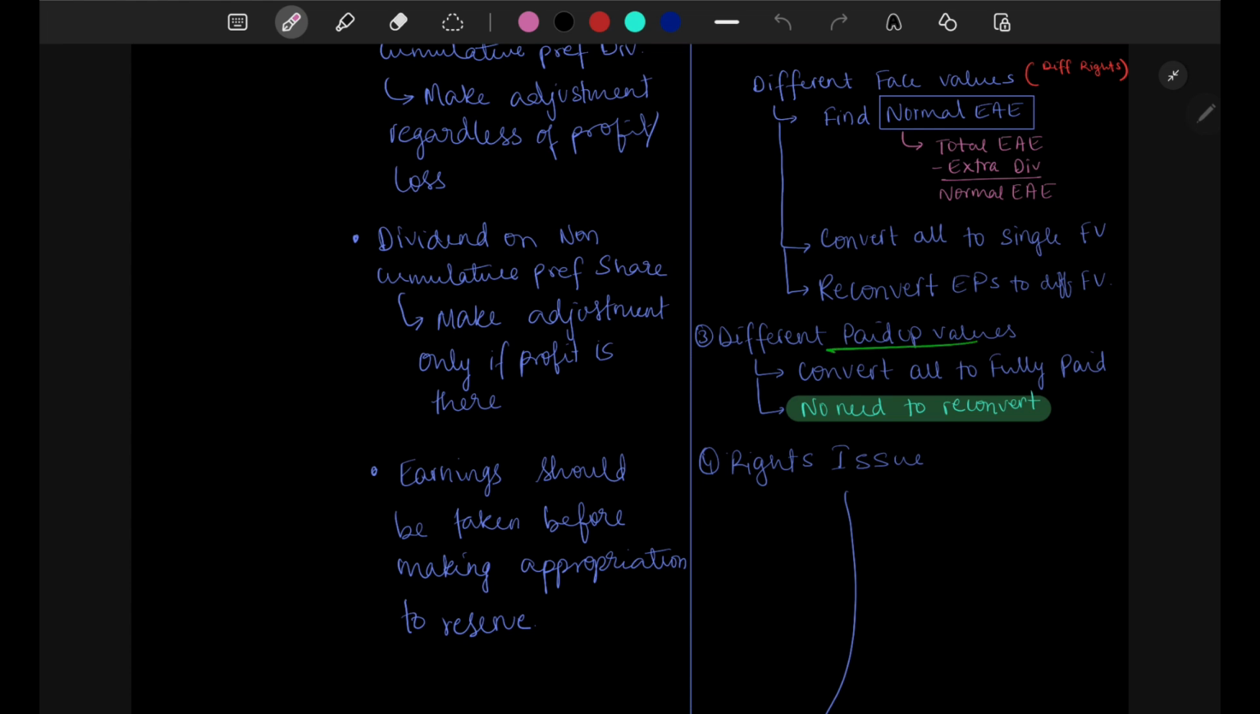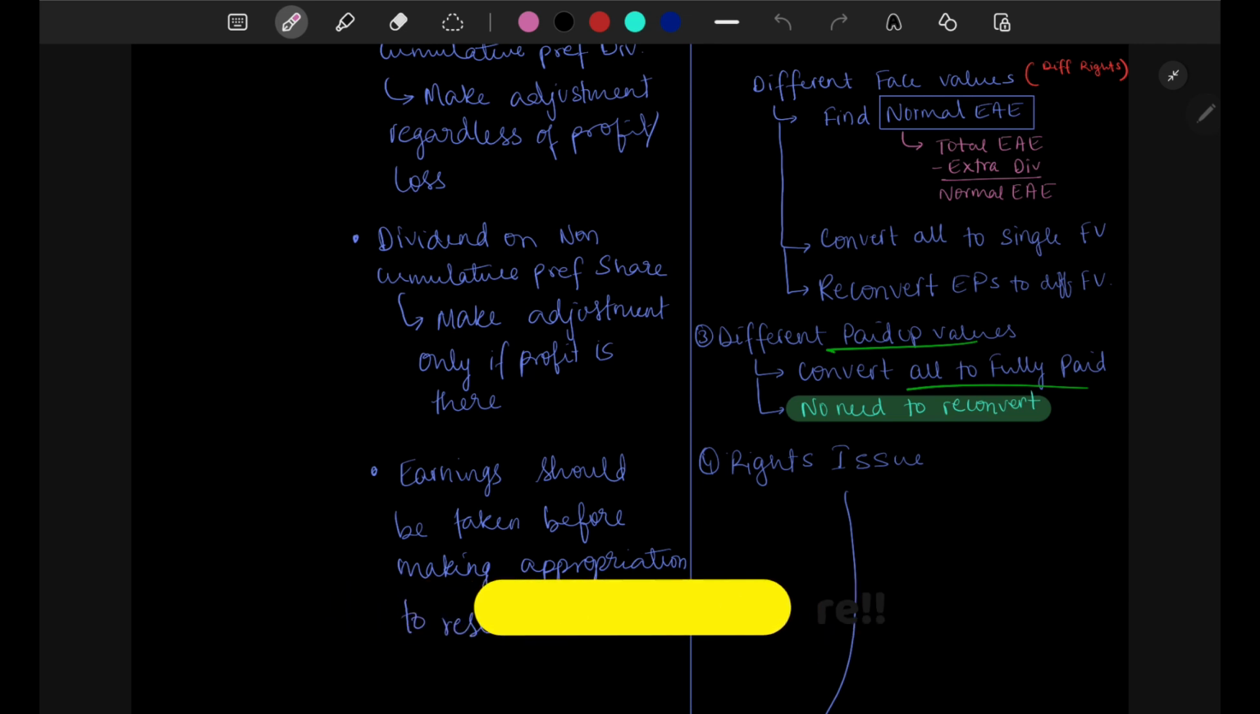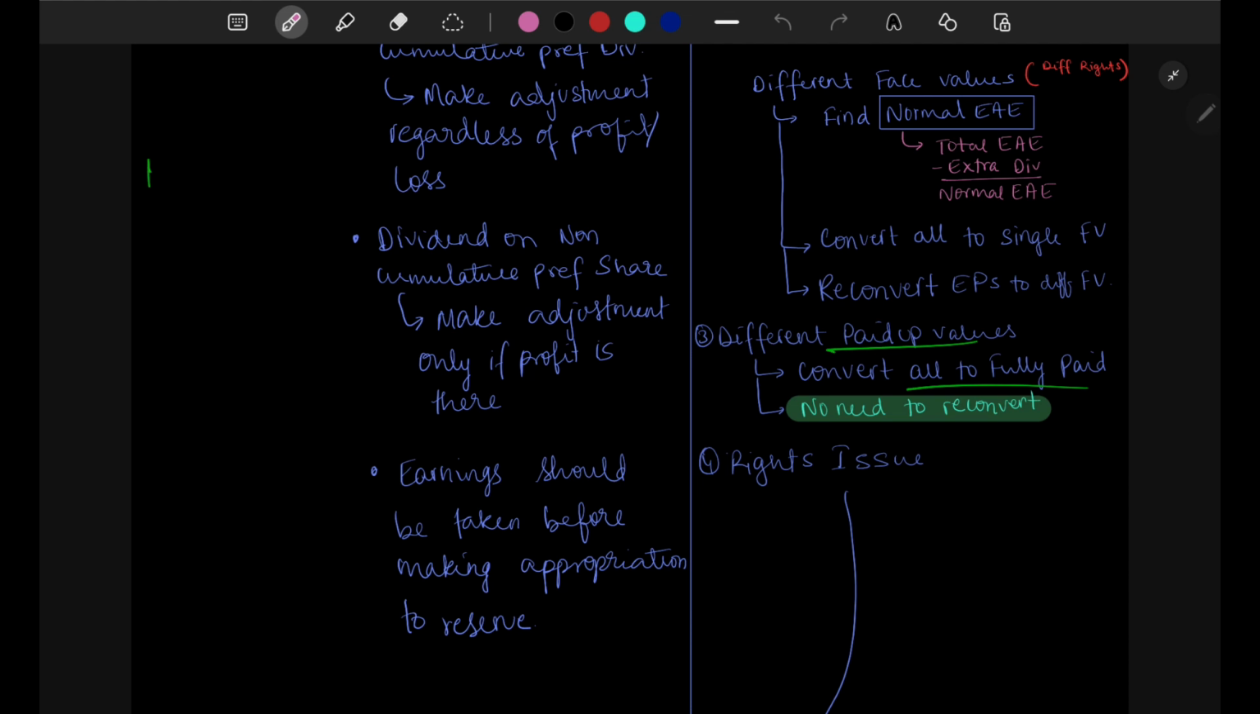Next, in case of different paid up values, here there's nothing, just convert all into fully paid up shares. If they're given any partly paid up shares, doesn't matter, convert them into fully paid up. Suppose there were 1000 into 10 fully paid up, and then there were, let's say, 50 into 5 paid up, that is 5 out of 10, right?